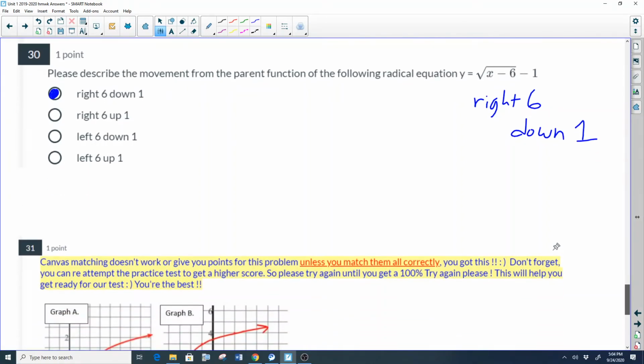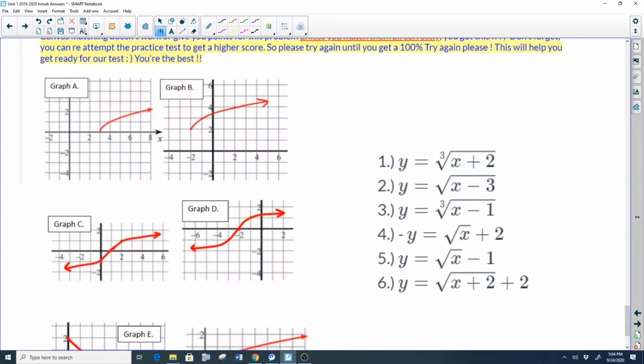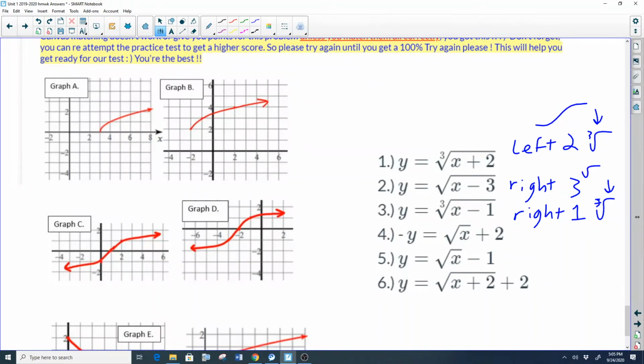Last but not least, matching. Okay, so then we're just going to basically match each of these equations. I really like this one because this one reminds me of right 3. And you can even write all the transformations down on your paper if you want to. So this one is left 2, right? Left 2. This one is right 1. It is a cube root on that one. Right 1, but it is a cube root. Don't forget the cube roots look a little bit differently. And then these ones are just square roots. So these ones go like this, this one goes like this.